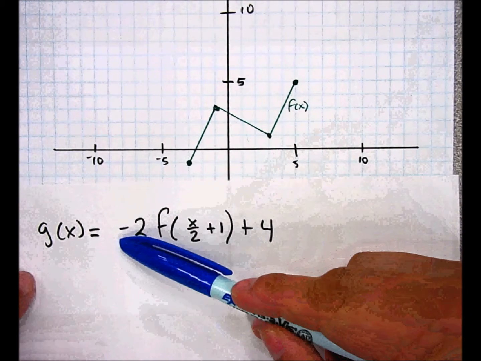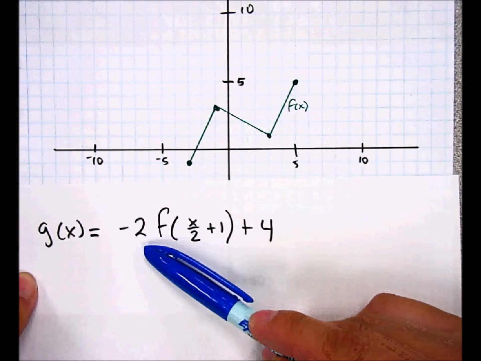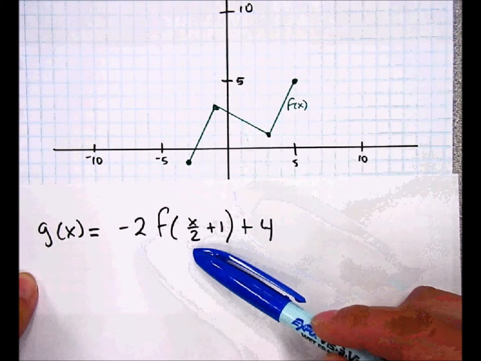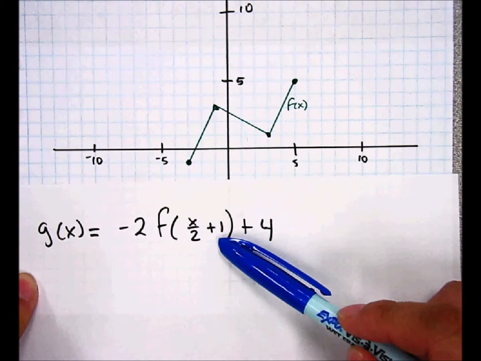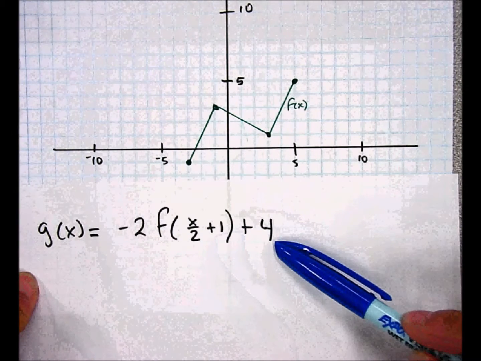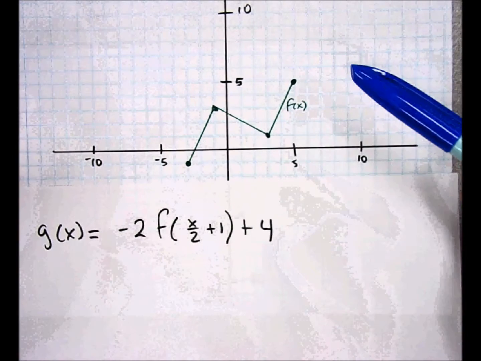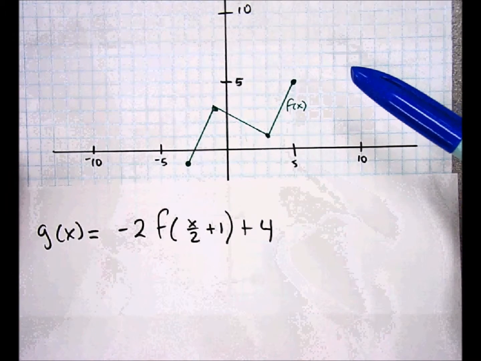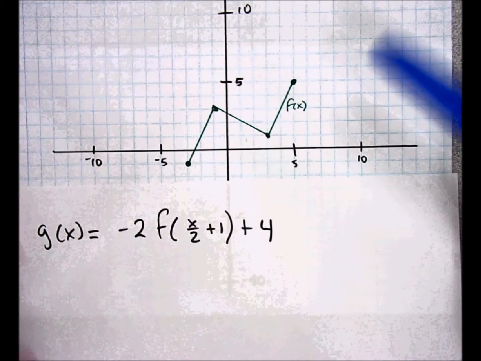This is a reflection across the x. This is a vertical stretch. This is a horizontal stretch. This is a shift to the left 1, and this is a shift up 4. Now, you could pick this graph up and try to move it around and do that, but let's apply the method I just showed you.